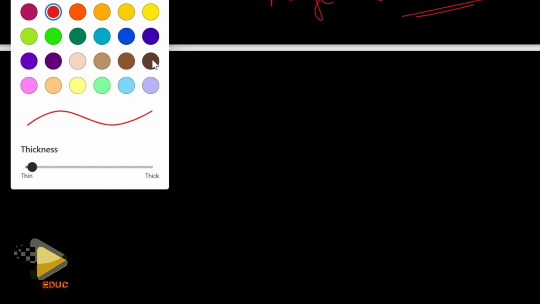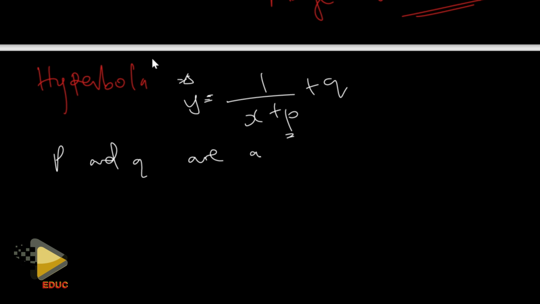The hyperbola is always given with the denominator having a variable. In other words, we have y is equal to 1 over x plus p, plus q, where p and q are what we call asymptotes.